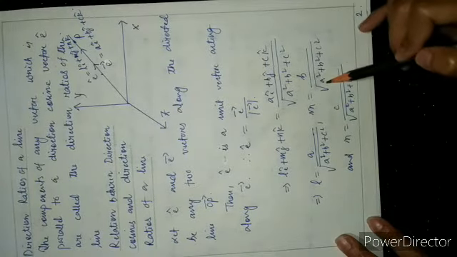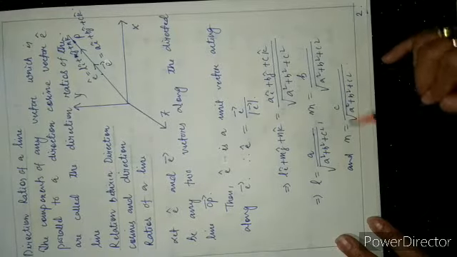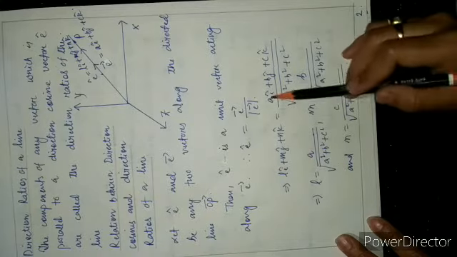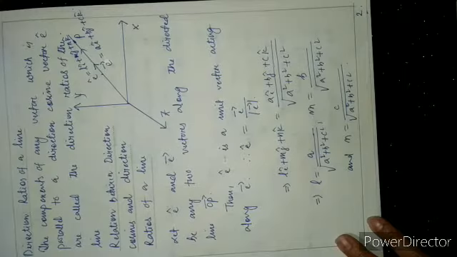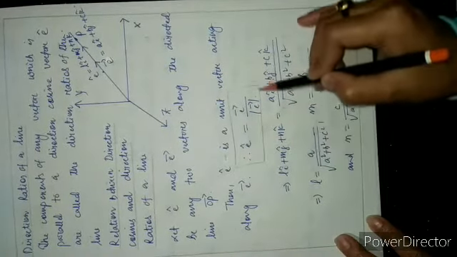M is given by b divided by root over a square plus b square plus c square. N is given by c divided by root over a square plus b square plus c square. These are the components of the x, y and z, the relation between direction cosines and direction ratios of a line.